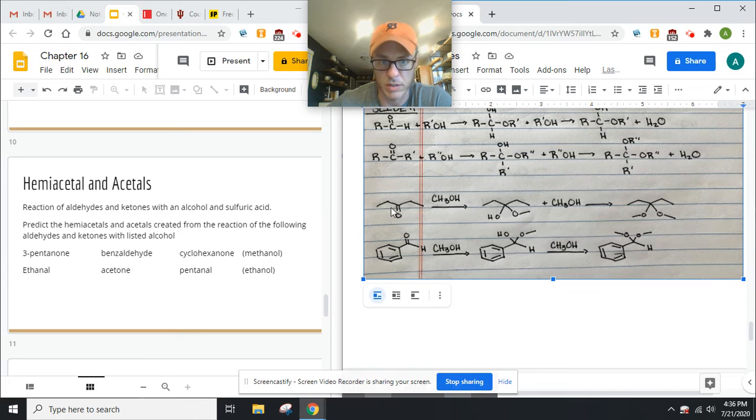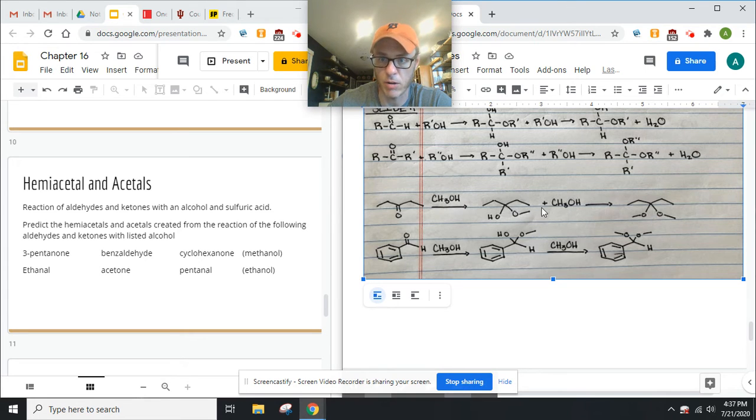Down here, we're going to go through this. All right. This is 3-pentanone. It's 3-pentanone because the carbonyl group on carbon 3 reacted with methanol. What we get is a hemiacetal. This O becomes an OH, and remember, there's only one carbon there. That O attaches to this carbon, and we get a 1-carbon chain coming off.